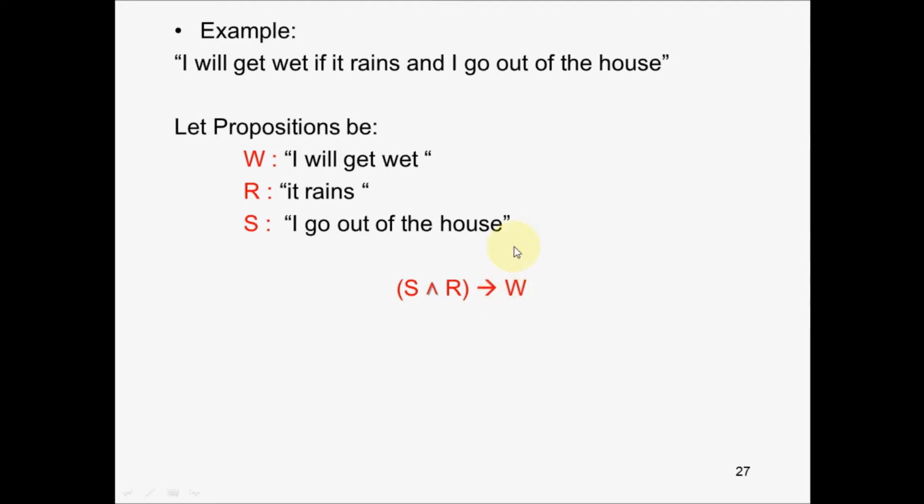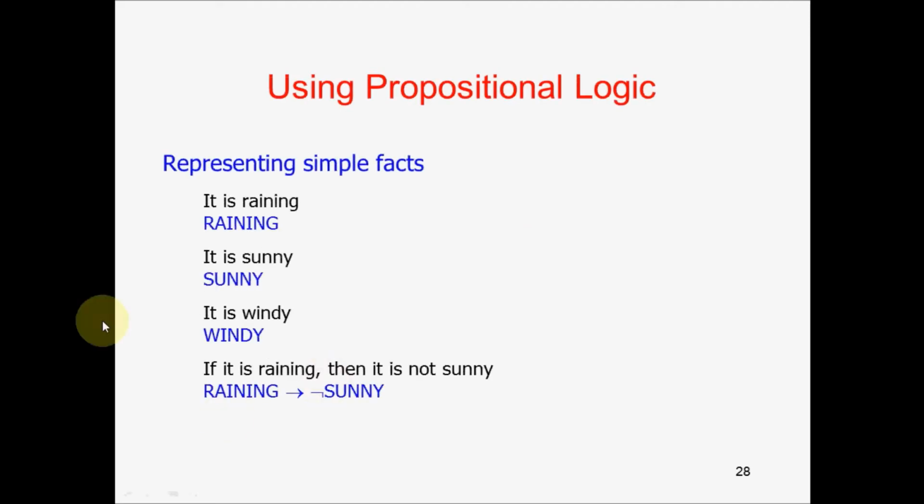So this is how we can make use of the connectives like and or conjunction, or disjunction, not or negation, and implications. So we can make use of these to represent the molecular propositions. Let's continue. We'll see some examples of how simple facts can be represented using this method. It is raining. It can be represented with just one word, raining. So let raining be the proposition that it is raining.